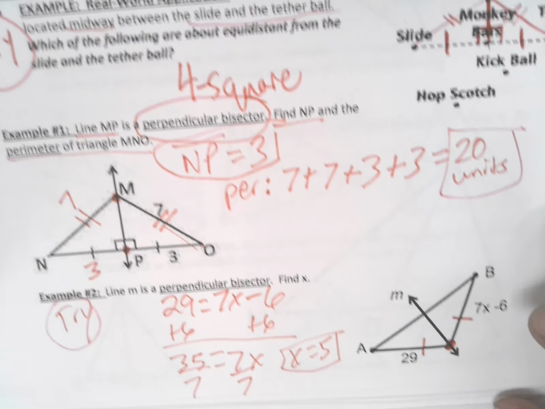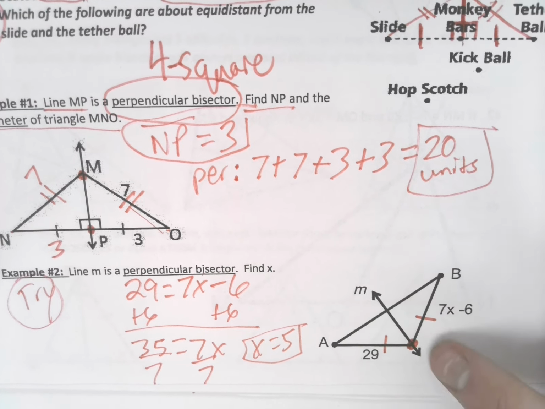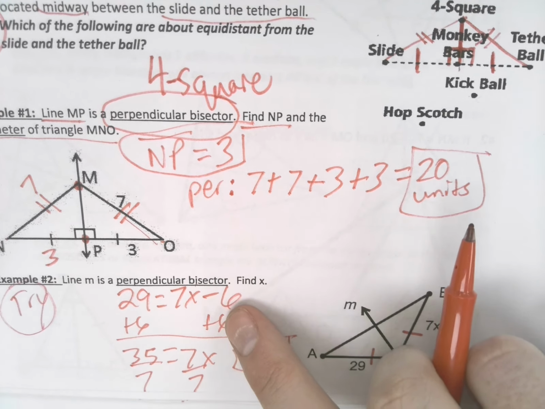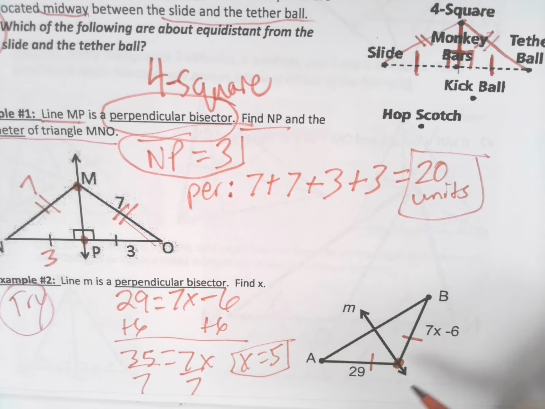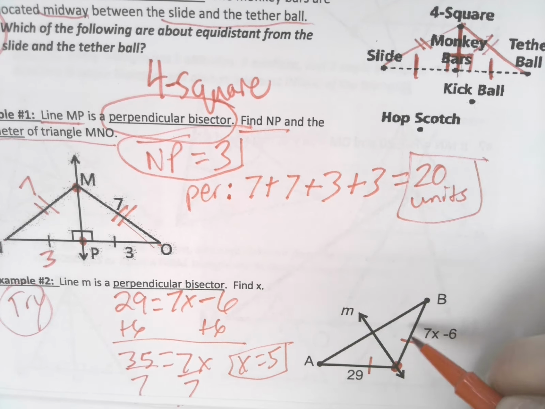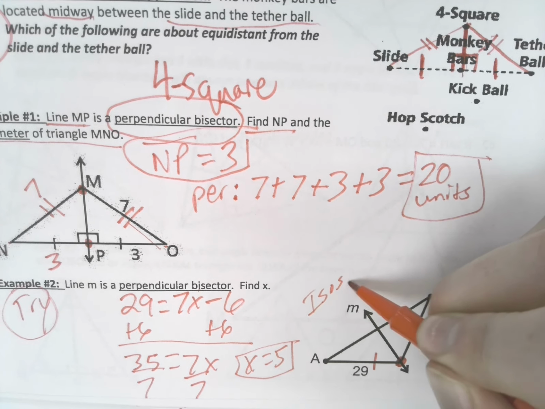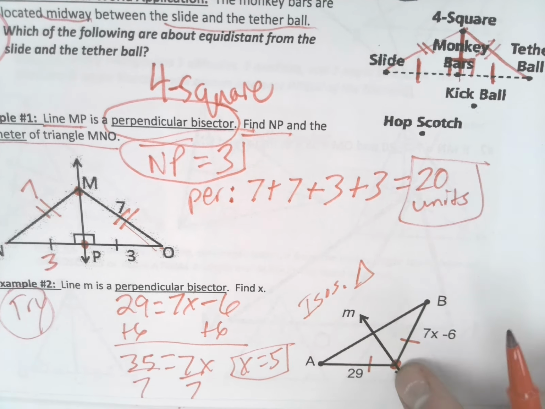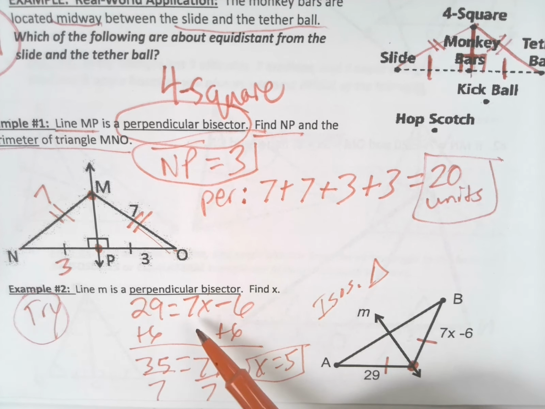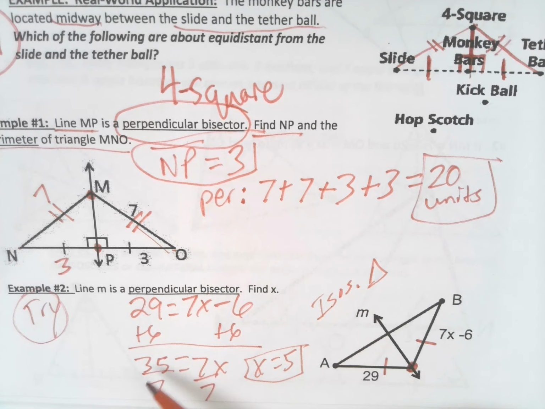All right, let's see how you guys did. So we know this point is on the perpendicular bisector, which means that this side and this side are congruent. By the way, if these two sides are congruent, we know we got an isosceles triangle. Just a fun little reminder there. Two sides are the same. So you set those sides equal, add 6, divide by 7, x equals 5.